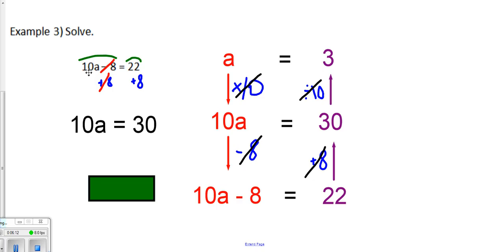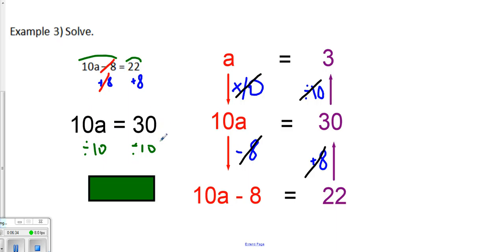We started with the 10a minus 8 equals 22. That was everything down here. Now it became 10a equals 30. That's this piece right here. To get rid of that 10 out in front, we're going to divide both sides by 10. Divide by 10, divide by 10. Because whatever you do to one side of an equation, you have to do it to the other side.